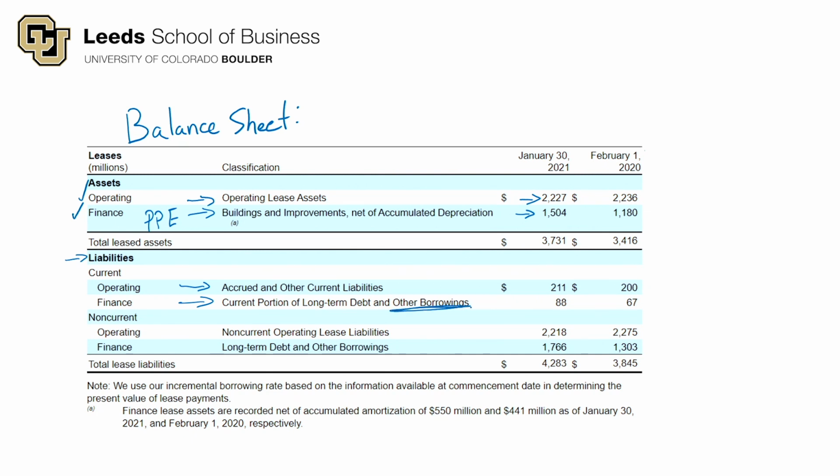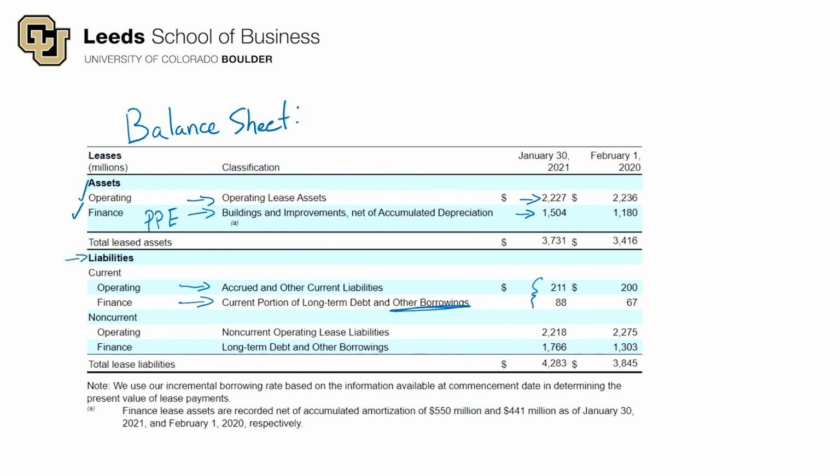So I guess this would classify as an other borrowing. But the finance lease obligations are just lumped in with the long-term debt caption. And here you can see the balances. And then in terms of the non-current portions, they're in similar non-current captions. So non-current operating lease liabilities for the operating leases and long-term debt and other borrowings for the finance leases.